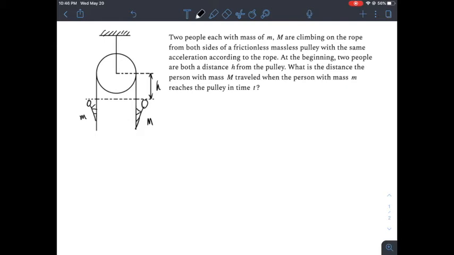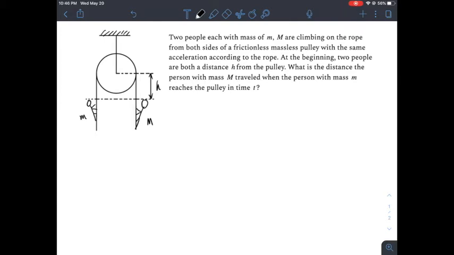So today we have two people with masses M and m climbing on a rope from both sides of a frictionless massless pulley with the same acceleration according to the rope. Here, big M is bigger than small m. At the beginning, both people are a distance h from the pulley. What is the distance the person with mass big M traveled when the person with mass m reaches the pulley in time t?